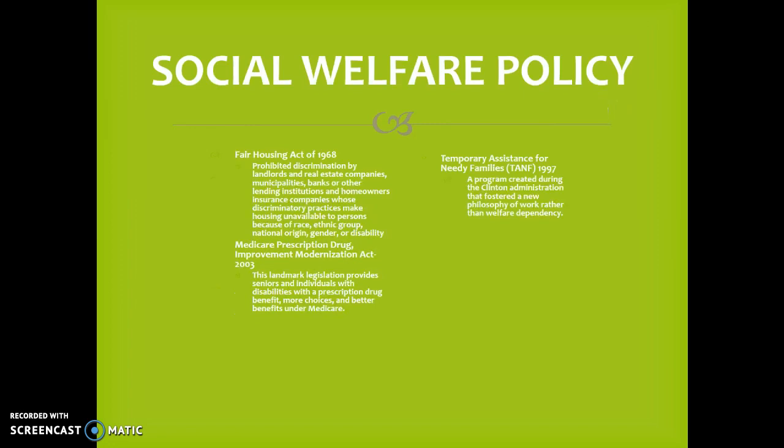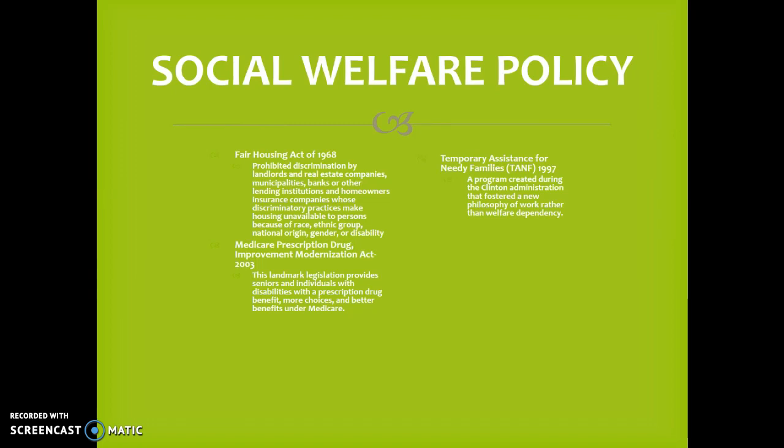And then we've got the Fair Housing Act of 1968. That was part of the Great Society under LBJ. It prohibited the discrimination of landlords and real estate companies and municipalities, banks, and other lending institutions and homeowners insurance companies whose discriminatory practices made housing unavailable to persons because of race, ethnic group, national origin, gender, or disability. So it got rid of all that. Then there's the Medicare Prescription Drug Improvement Modernization Act, which we call Medicare Part D. This is legislation that provided seniors and individuals with disabilities with prescription drug benefits, more choices, and cheaper drugs.